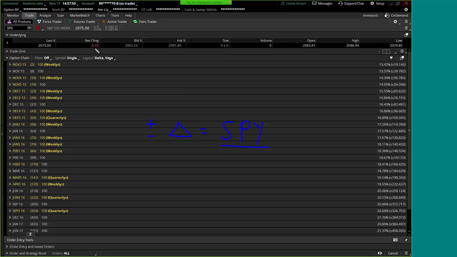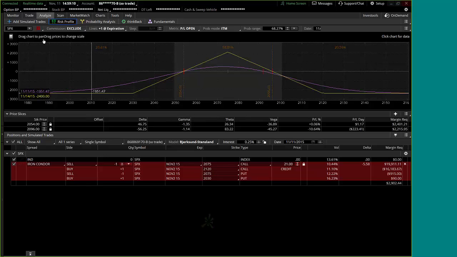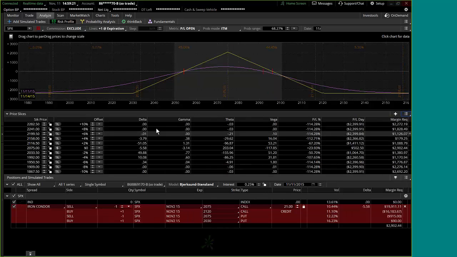Even when we used to make markets in the SPX way back when, people would still calculate it as 1/10 of the SPX. I encourage you to consider calculating your deltas in SPY. It's easier, and the reason is, when you go to the Analyze tab and use the risk profile, for the SPX you can set slices, 11 rows of 2% step. This gets a little confusing.